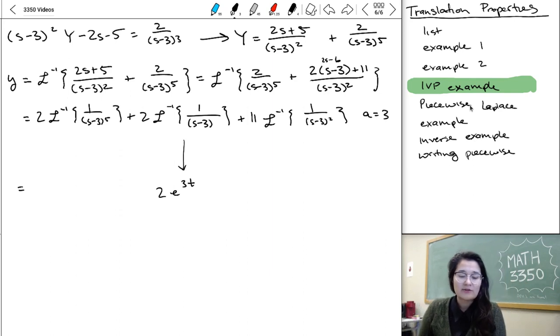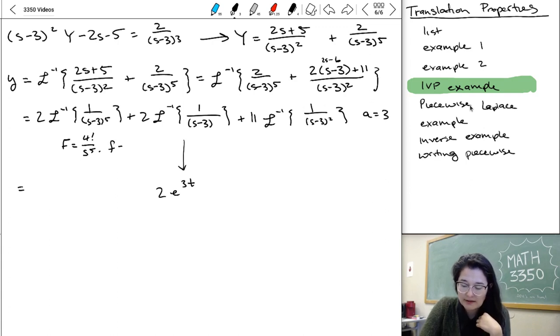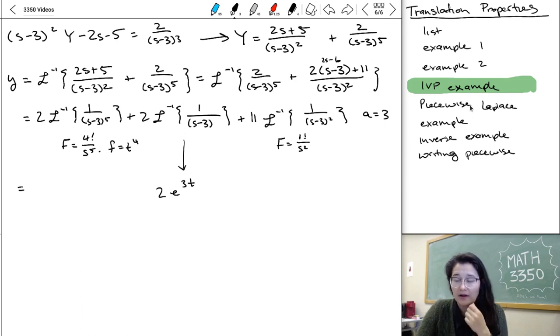And then for my other two, I do have to use our new property. So for this first one, I'm looking at something that looks like s to the power 5 on bottom, which means it would have 4 factorial on top. And that corresponds to my little f being t to the power 4. And for my rightmost term over here, I'm looking at a big F that looks like something with s squared on bottom, which means it would have 1 factorial on top, and my little f is just t.